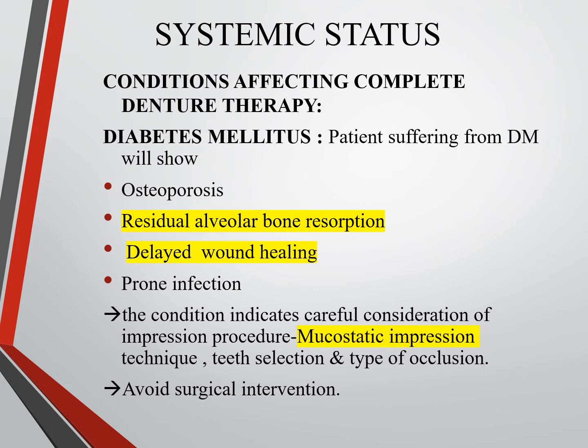So looking at the first and most commonly seen condition, that is diabetes mellitus. The conditions that you will often see in diabetic patients are osteoporosis, so weak bone structure, then residual alveolar bone resorption. That means that there is rapid resorption, and this might require attention to replacing the dentures frequently. Then you would see delayed wound healing. Then you would see that the patient is more prone to infection.